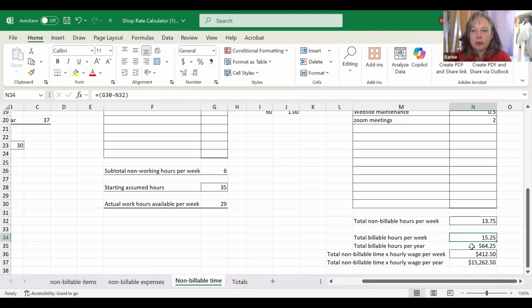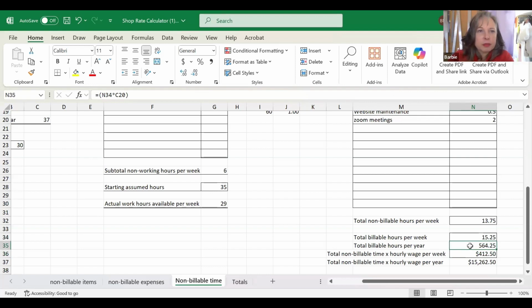Okay. So this is your total billable hours per year. It is simply this number times 52. Is it times 52 or is it times? No, it's times your available weeks. It's times 37 in my case. This is times the number of weeks I am working a year.